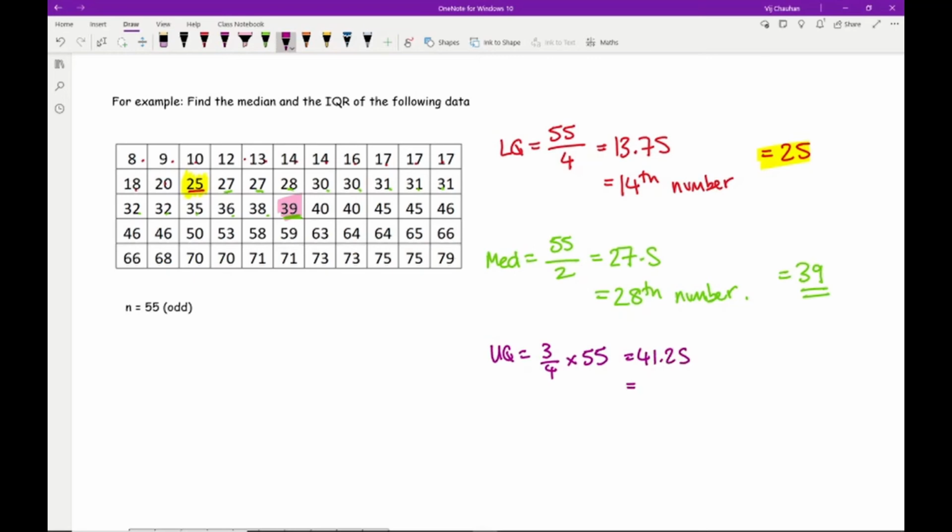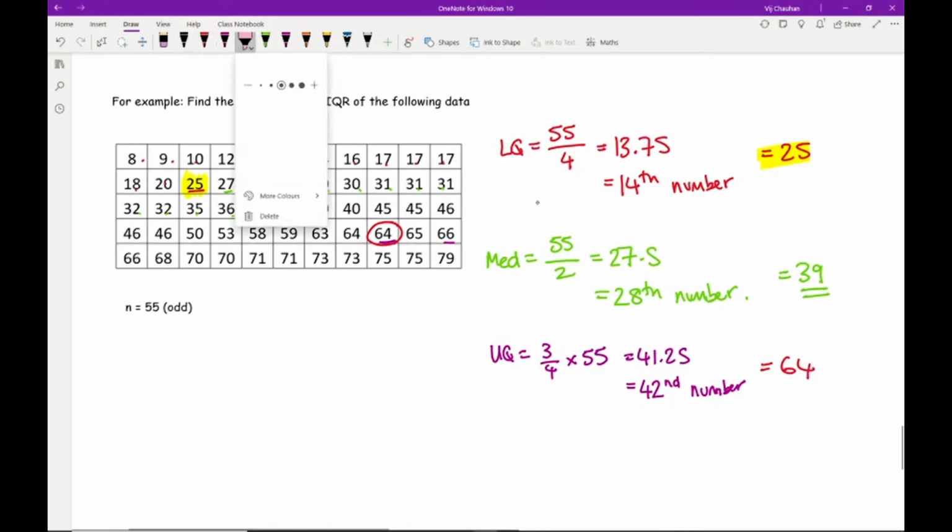And again, what I'm going to do is, because that's a decimal, I'm going to round that up to 42, so it's my 42nd number. Now, to make my life a little bit easier, I know that 44 is going to be here, so my 42nd number is going to be here, so that's 64. And let's just highlight that, and let's say this colour here.